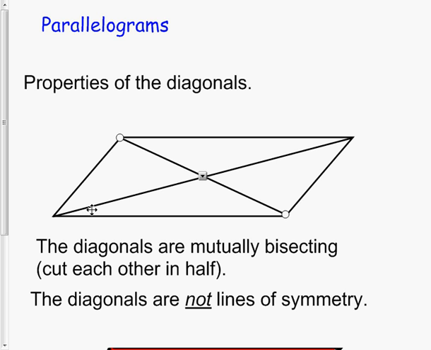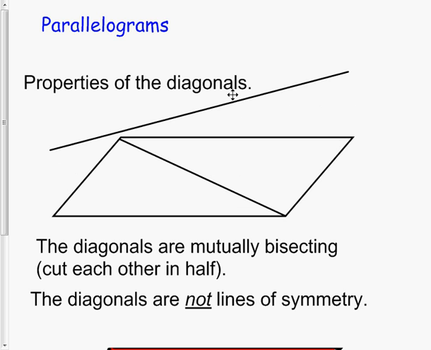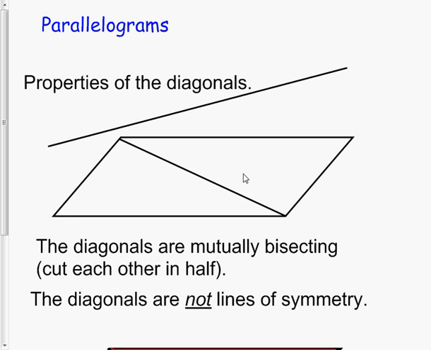Let me move this one out of the way. This diagonal here cuts it into two equal pieces. If we took this top piece and rotated it, it would fit perfectly in here. Likewise, this diagonal cuts it in half too. Now, this is not what mutually bisecting means, so don't get too confused, but it cuts it into two equal parts as well.